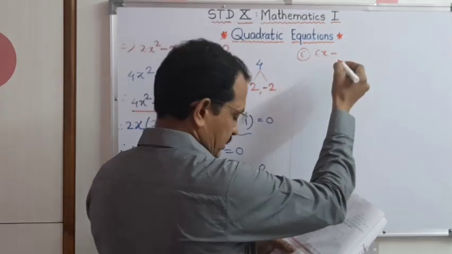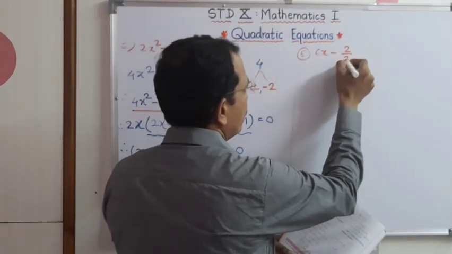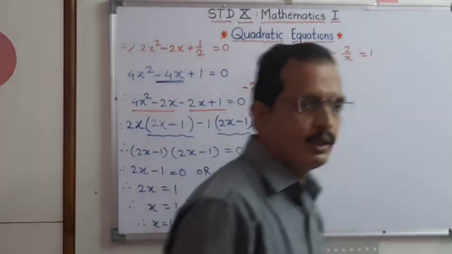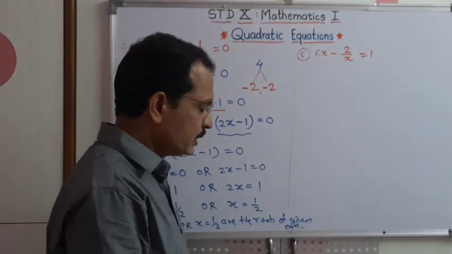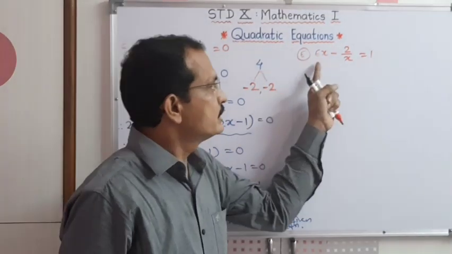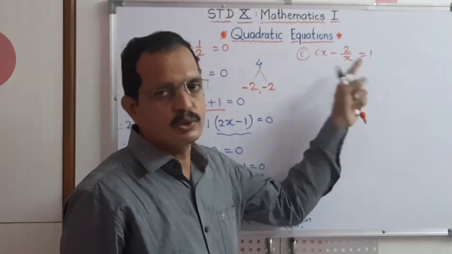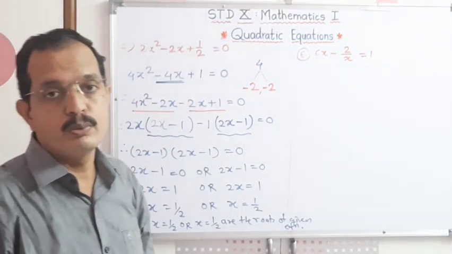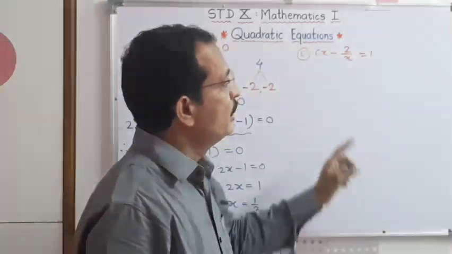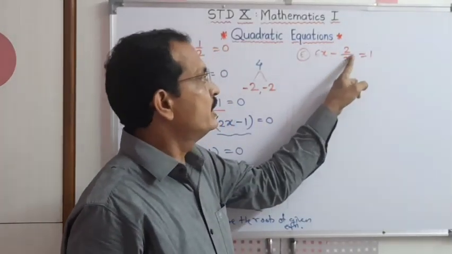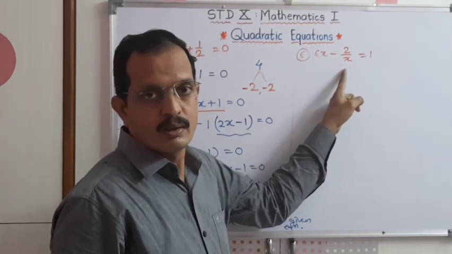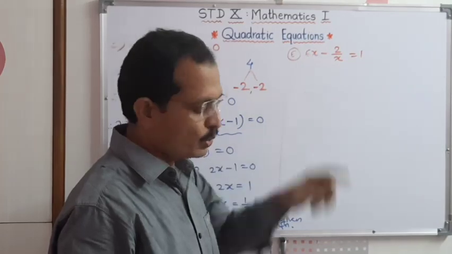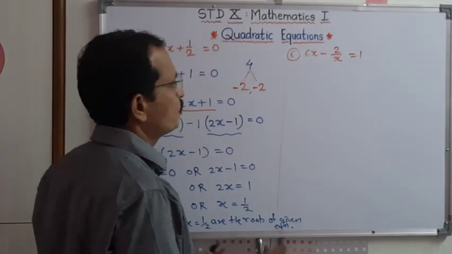6x minus 2 upon x equal to 1. Now see here again, 6x minus 2 upon x is equal to 1. Is it in a standard form? No. We have to write it in a standard form. We have to eliminate this x. Got it? We have to eliminate this x. For that purpose we have to multiply by x on both sides.